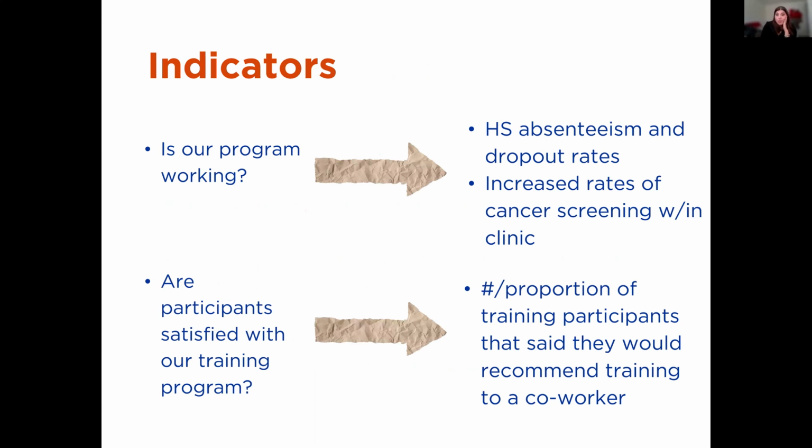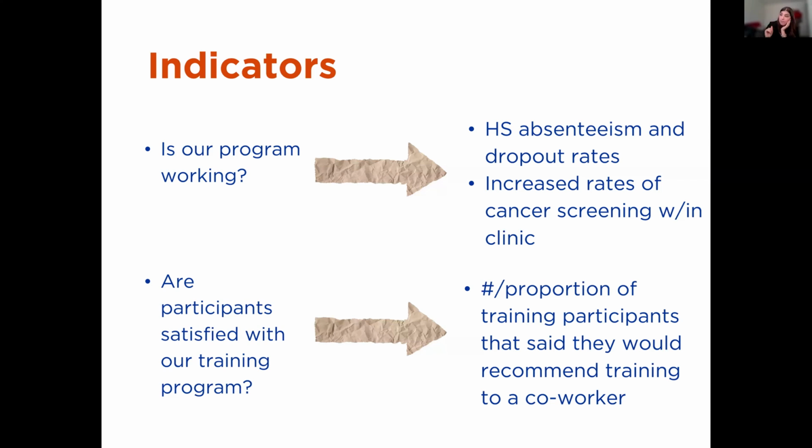So these are just some examples of indicators. We talked about these a little bit last time, right? If I'm thinking about a program for preventing high school dropout, actually measuring things like absenteeism or dropout rates is an example of an indicator that I would use for an outcome evaluation. If I'm thinking about a program for implementing colorectal cancer screening or breast and cervical cancer screening, right? Looking at the increased rates of screening within my clinic or within different subpopulations is also an example of an indicator.